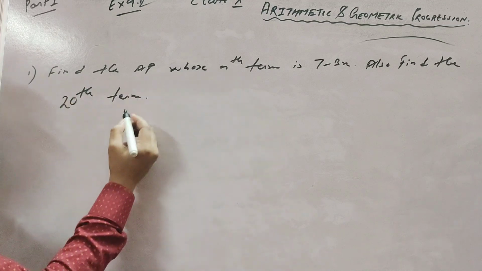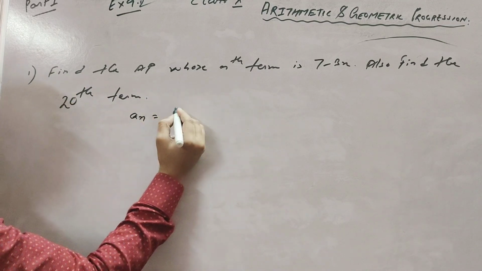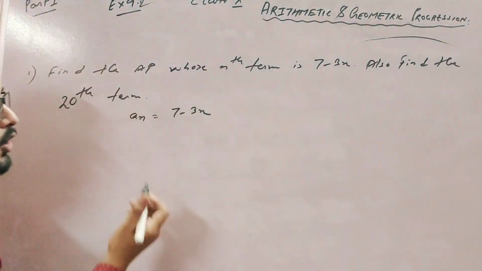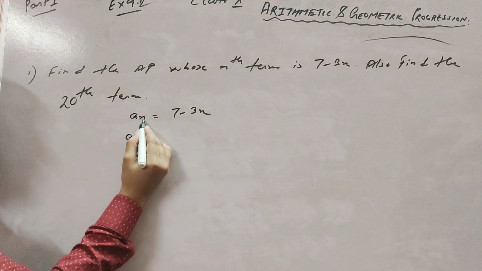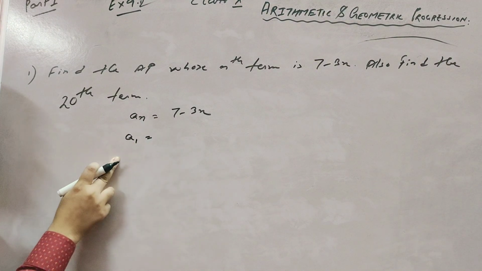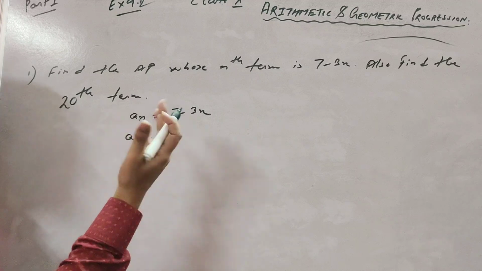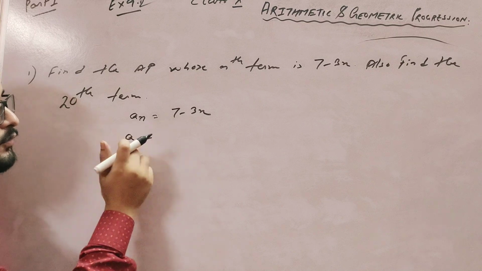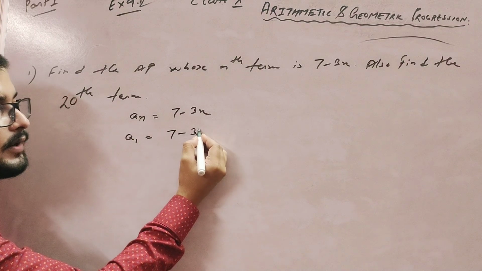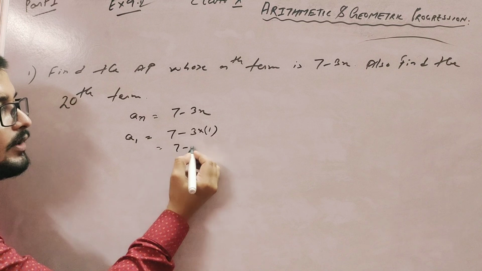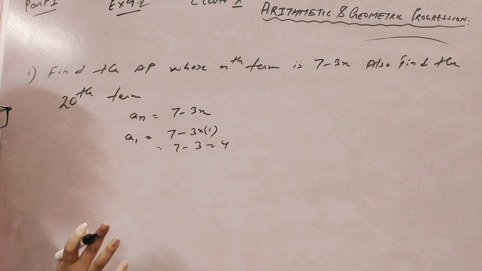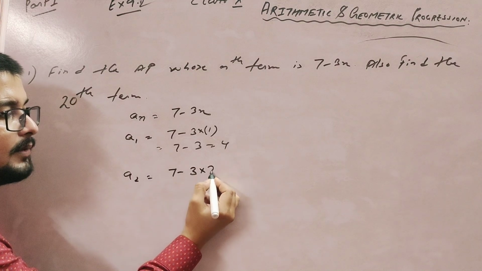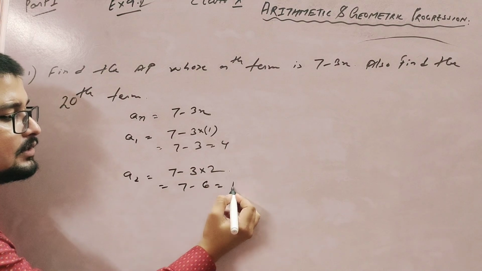Clear? This is your n term. N term means an is given as 7 minus 3n. Just find the AP. For the first term, in the n place you write down 1, because you are finding the n term. If you are writing for the first term, that means in place of n you write 1. 7 minus 3, in place of n again write 1. So 7 minus 3 is 4. So the first term of the AP is 4. For the second term, A2, 7 minus 3, in place of n you write down 2. So 7 minus 6 is 1.